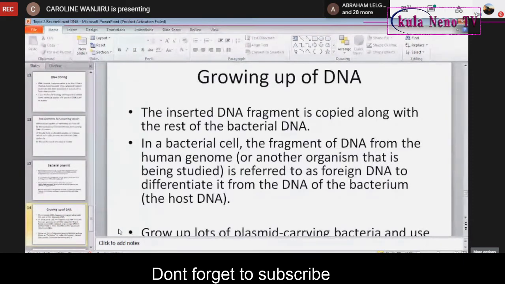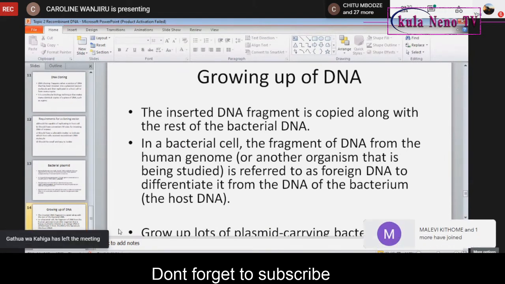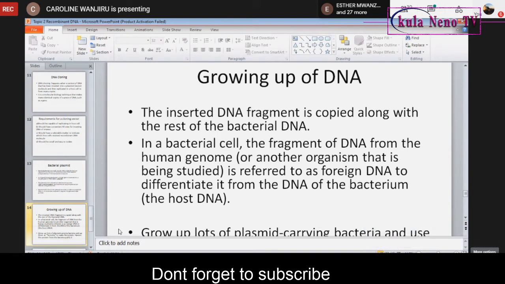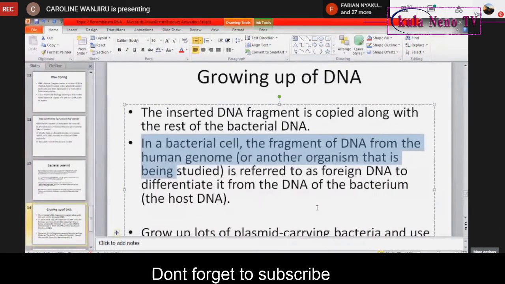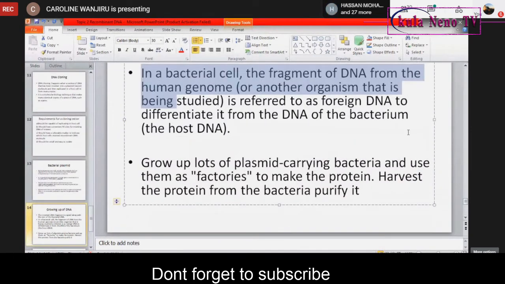Okay, yeah. So we were saying, remember, as you continue to get copies of your DNA of interest, you'll also continue to get the rest of the bacterial DNA. And we are saying the copy of interest, maybe from the human genome or from any other organism that you're studying, that is called the foreign DNA. And of course, the one of the bacteria or the host is called the host DNA.